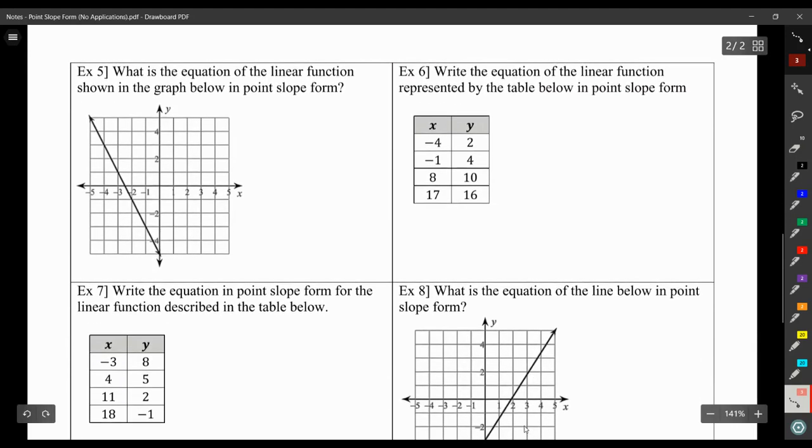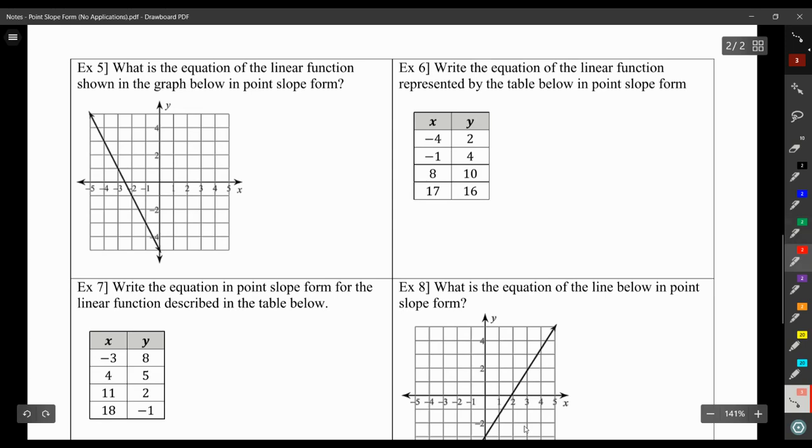Let's look at graphs and tables. So graphs and tables still need the same two pieces. I still need my slope and I still need any point. I don't have to have the y-intercept this time. So if we try to find slope on number 1, let's pick 2 points. So let's pick this point, negative 4, 3. And we can pick this point here at negative 1, negative 3.